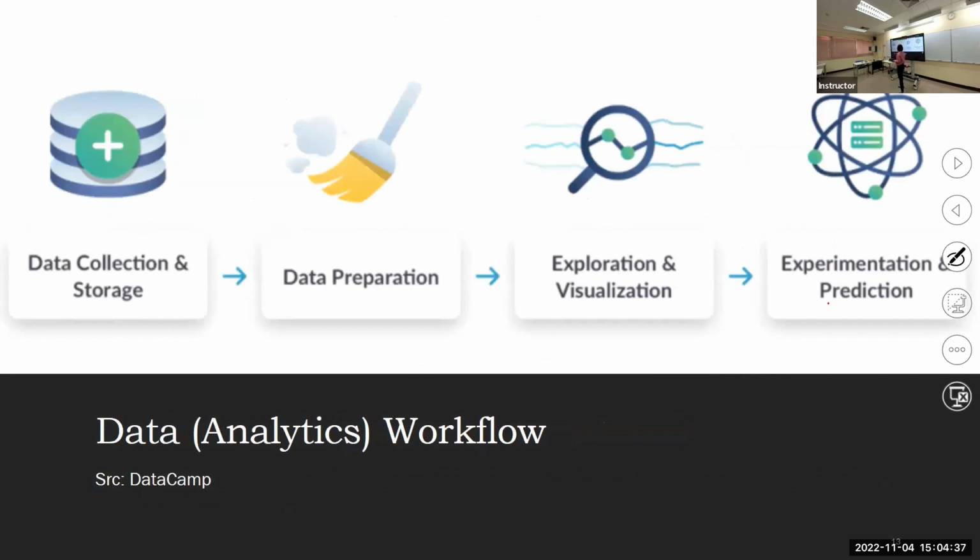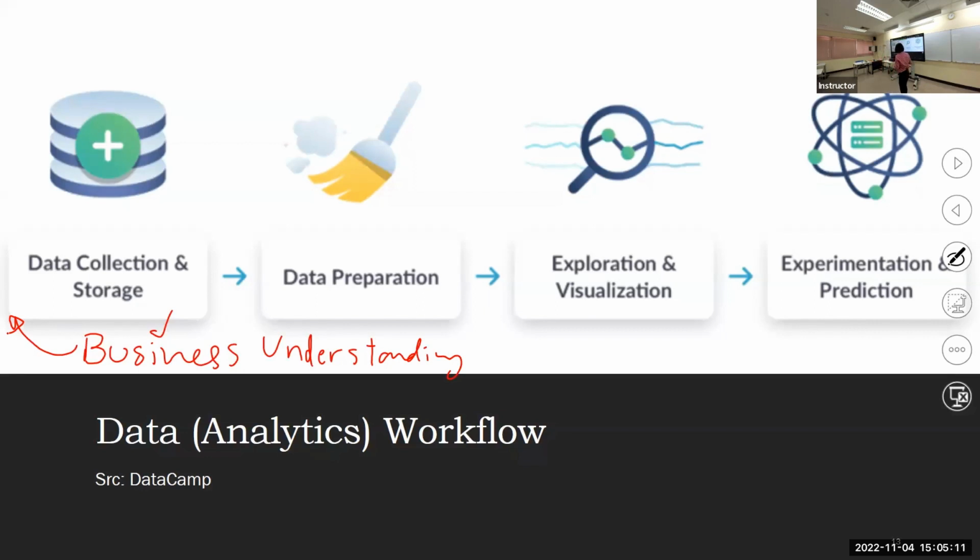Okay, another model or workflow. This one is from DataCamp. It's called data workflow or data analytics workflow. It starts from data collection and storage. Actually, they skip the business understanding, right? But actually, it assumes that there must be a pre-step of understanding business needs, business problems.